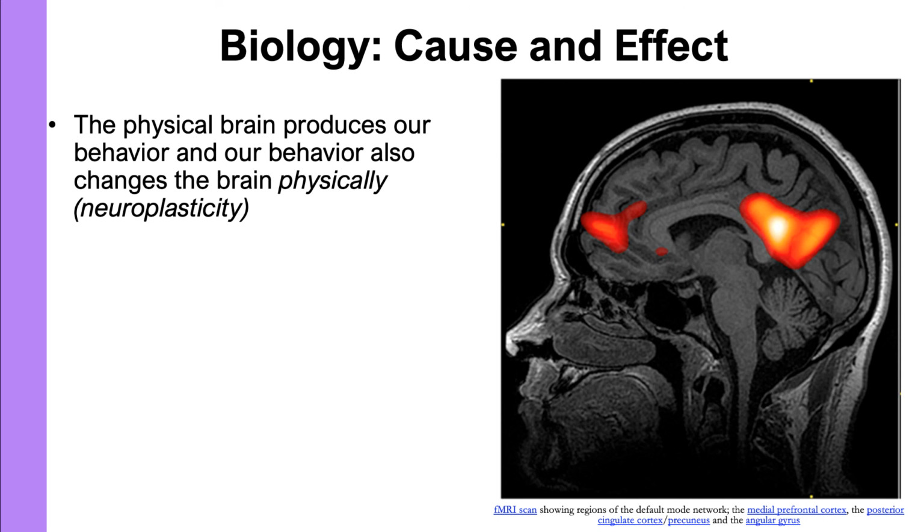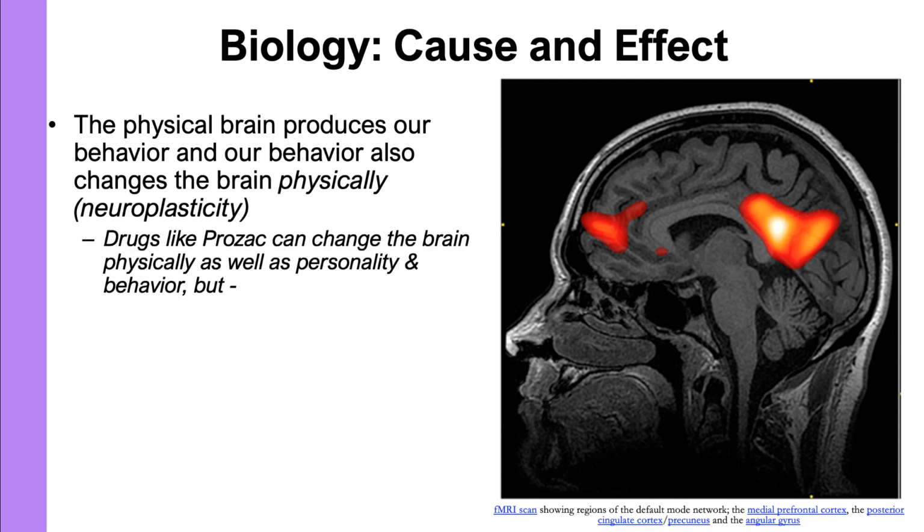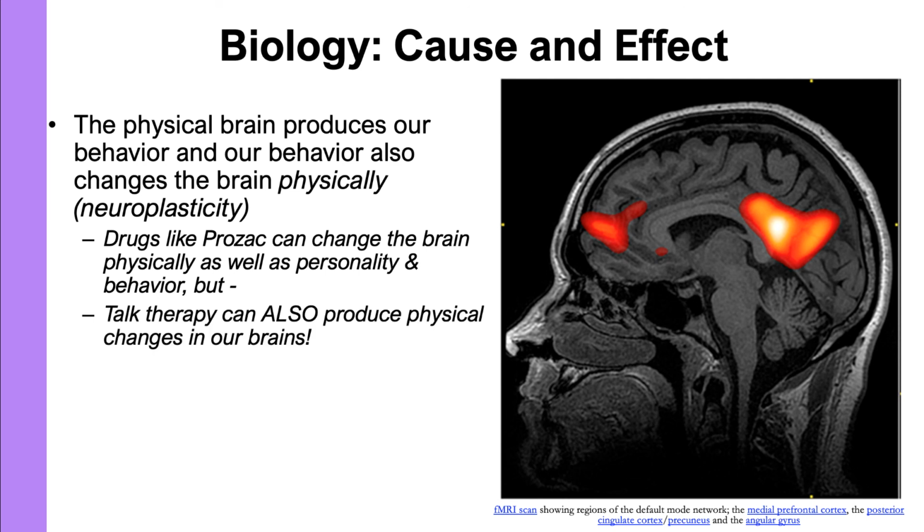Not only can our behavior change our brain, or our thinking and our feelings change our brain, but drugs like Prozac can also do that. By changing the firing of neurons in the brain, they also can create neuroplastic changes. There are many ways that our brain is constantly changing and adapting.